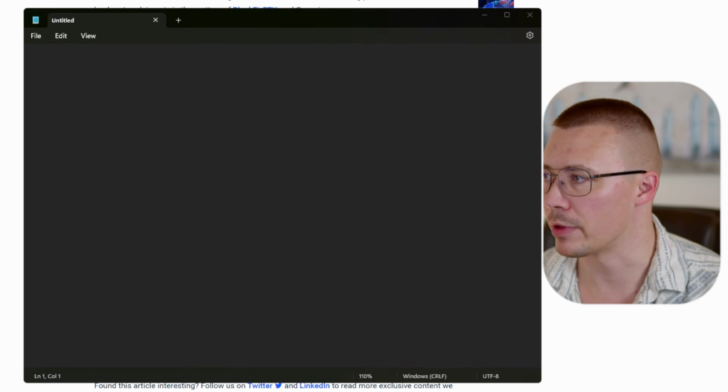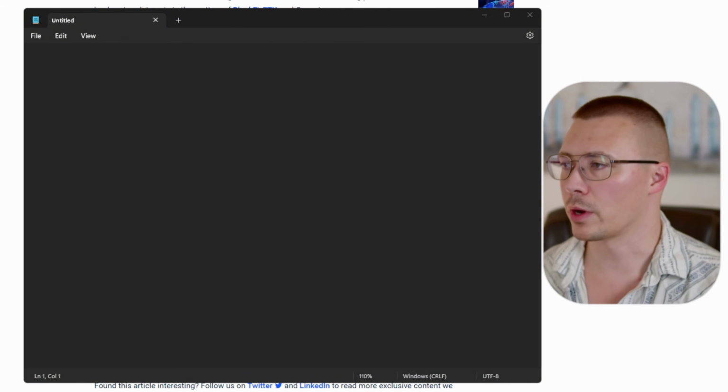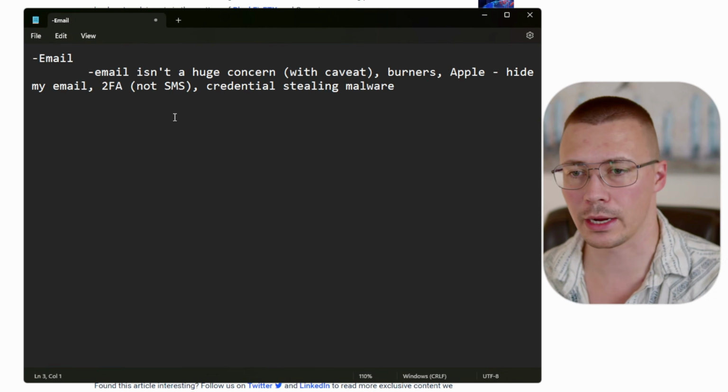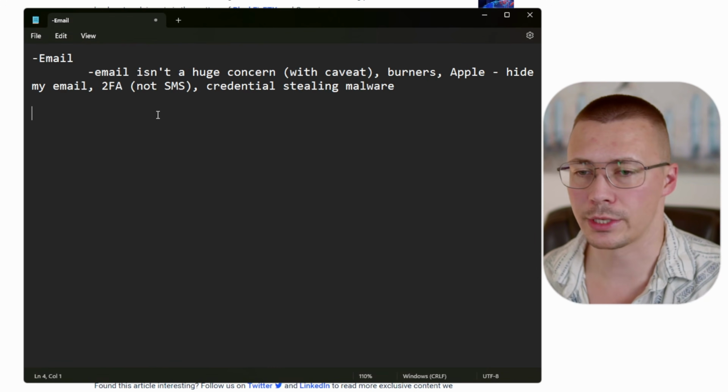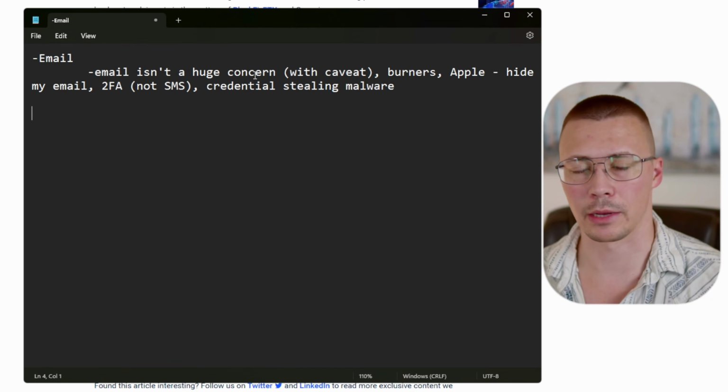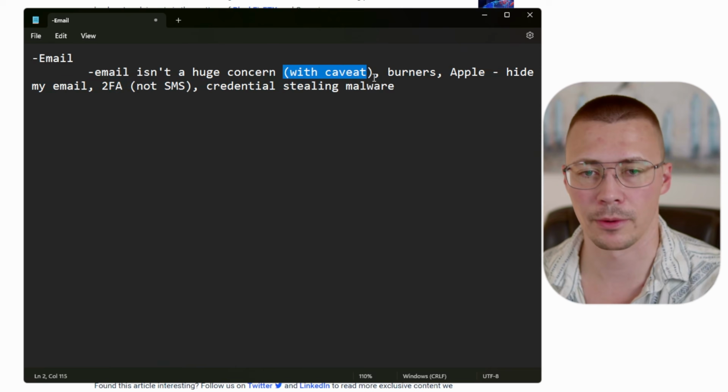So we're going to go ahead and dive into this to answer this, and we're going to work through this. They're asking about email, so I'm just going to cover email here real quick. When it comes to email, I will say that email is not the biggest concern about going and making a new email or anything like that, but it does come with a caveat.